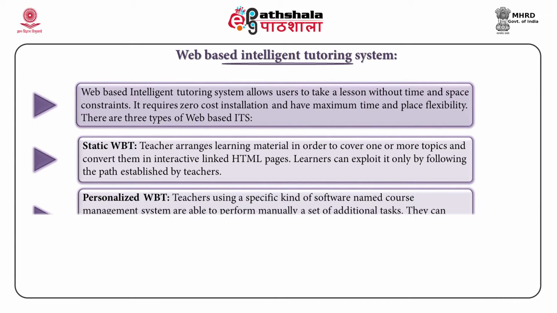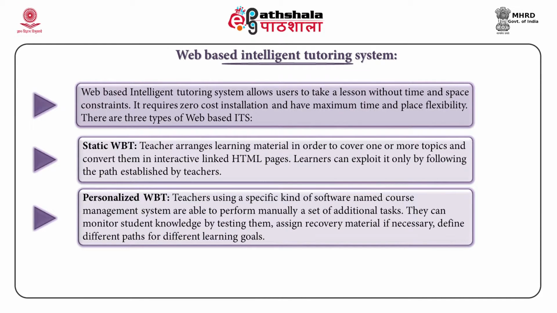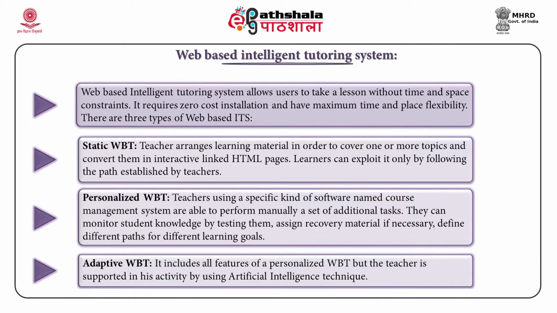The second is personalized WBT, that is, personalized web-based tutorial system. Teachers using a specific kind of software named a course management system are able to manually perform a set of additional tasks. They can monitor students' progress by testing them. They can assign recovery material if necessary and define different paths for different learning goals. The third is adaptive WBT. It includes all features of a personalized WBT, but the teacher is supported in his activity by using artificial intelligence techniques.